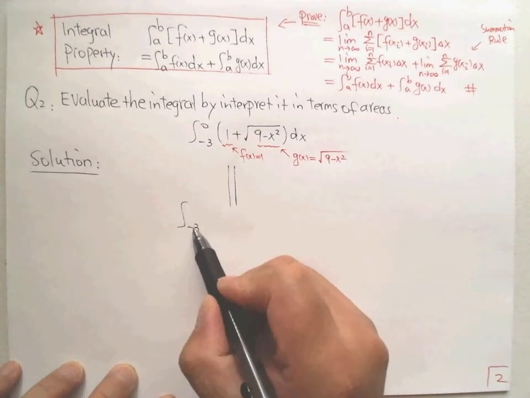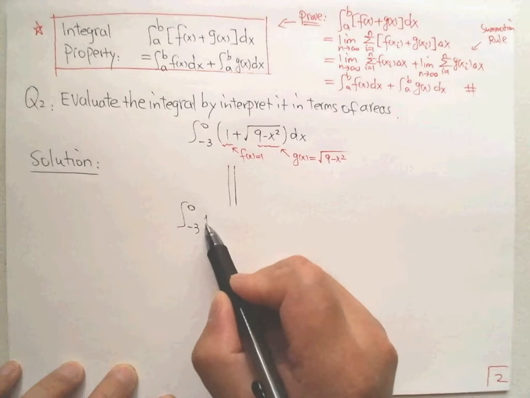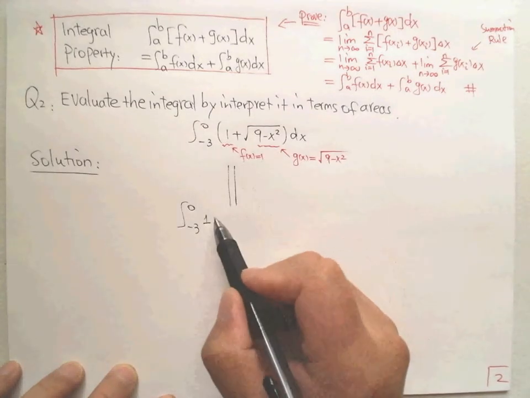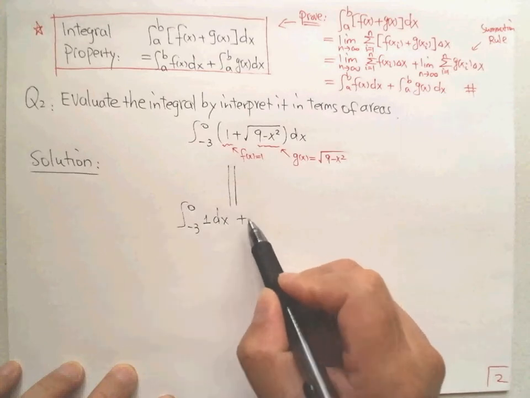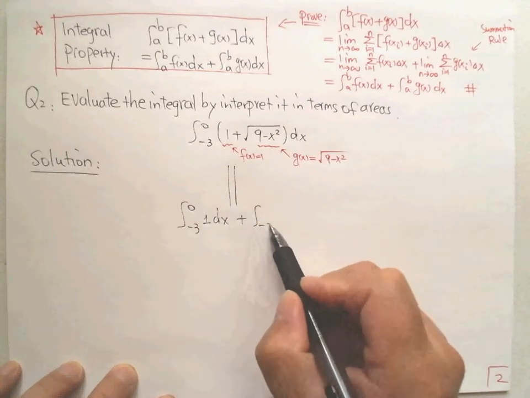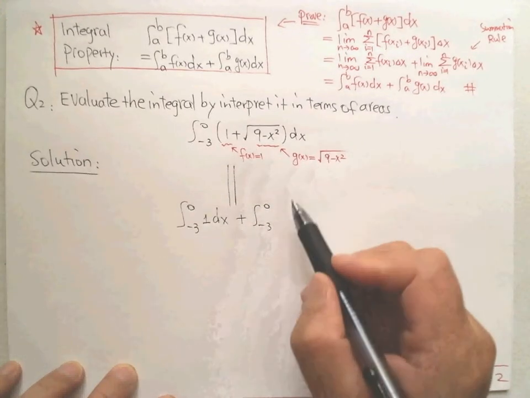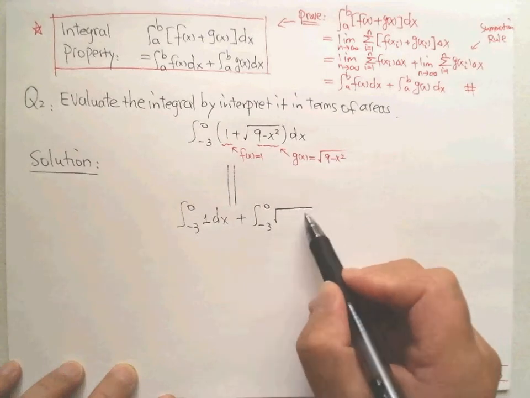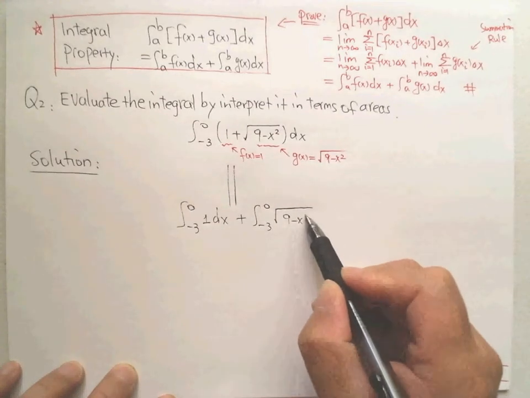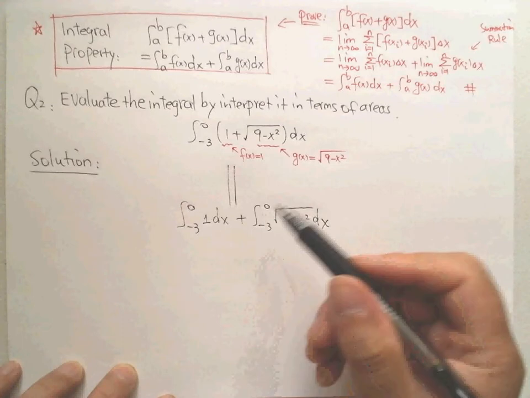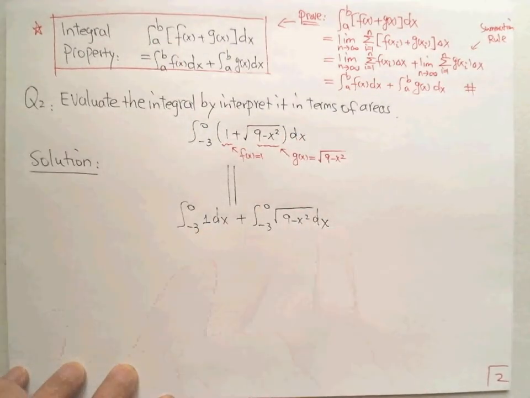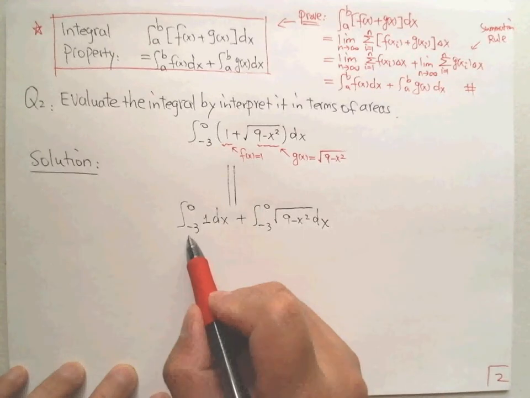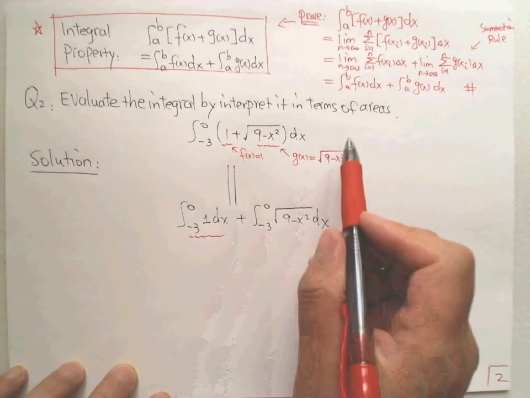So the first is the integral from negative 3 to 0 of 1, or you say f(x), dx. Plus the second is the integral from negative 3 to 0 of g(x), as I wrote this, the square root of 9 minus x squared, dx. Okay, that's using the property, right? We separate into two and calculate one by one.